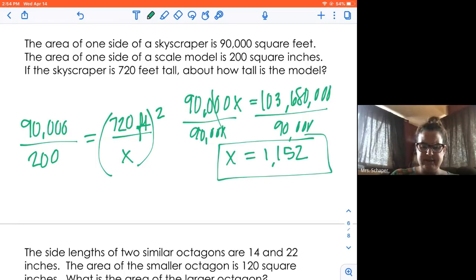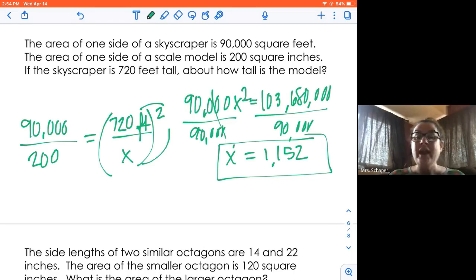Let me try this again. 720 times 720 times 200. Did you see my mistake? Oh, kiddos, did you catch it? Oh, shoot, I just got done telling you that the squared goes to both, and then I didn't do it.